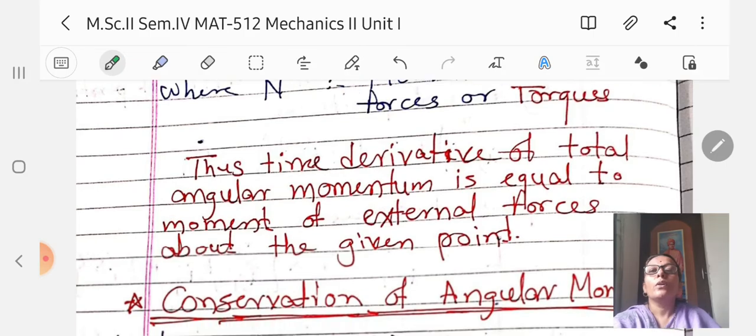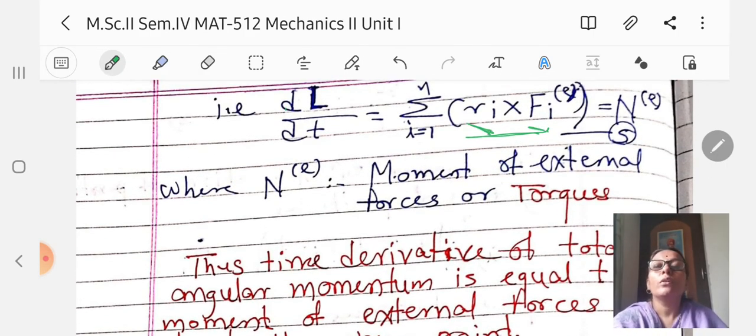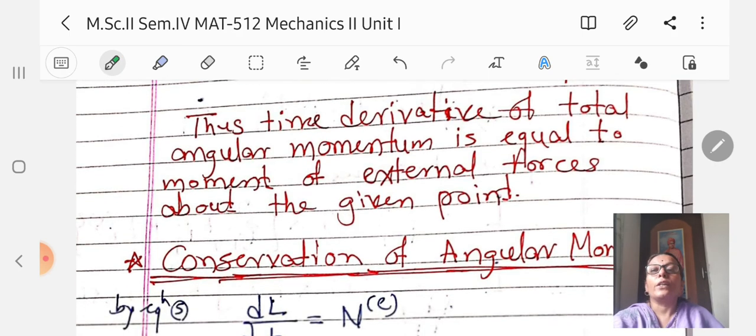Moment of external forces about a given point.